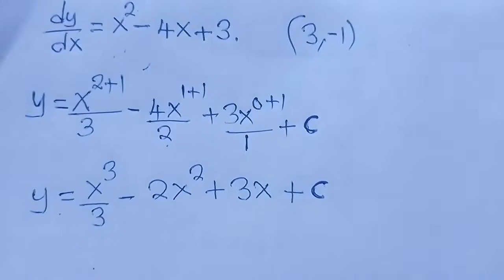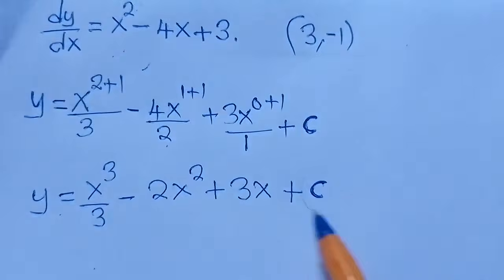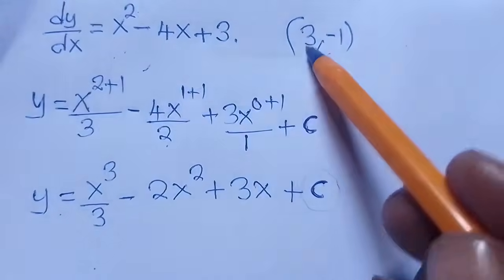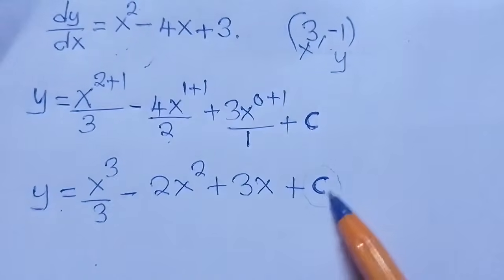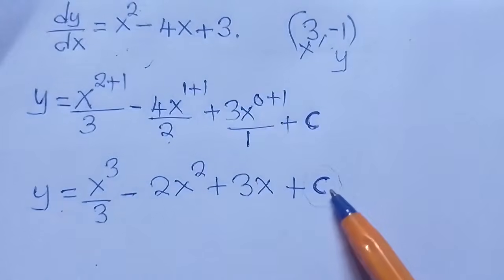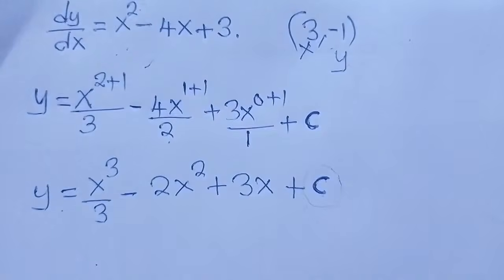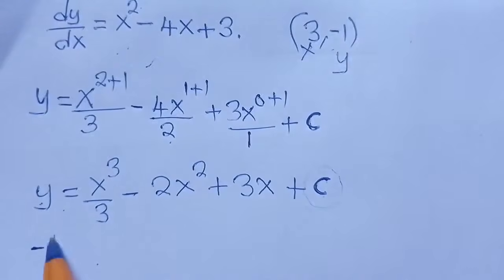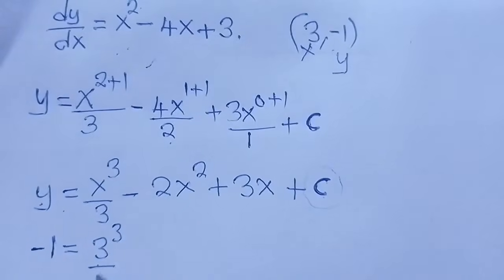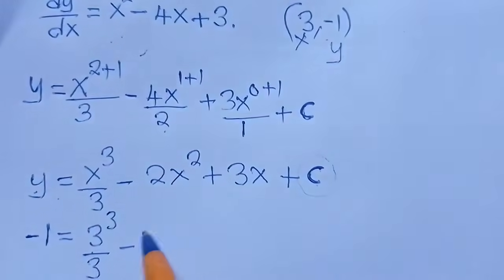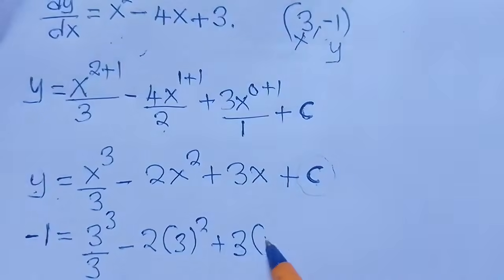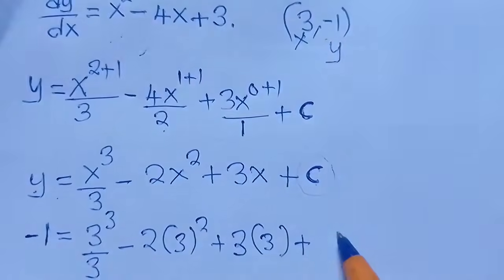This is the equation, but we are not supposed to have c, which is here. So we use a coordinate which is given. This is the coordinate for x, this is the coordinate for y, to find the value of c, so that we write the equation without a c there. So this is what we are going to do. So I say, what is y? -1. So I put -1 here, which is equal to x, it is what? 3. So 3 cubed over 3 minus 2 times 3 squared plus 3, then 3 there, then plus c.